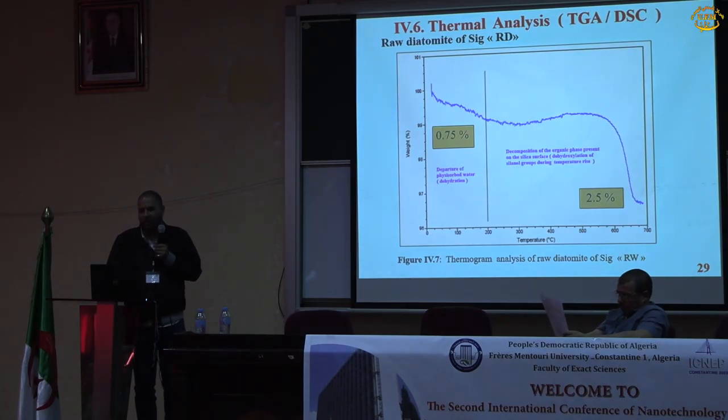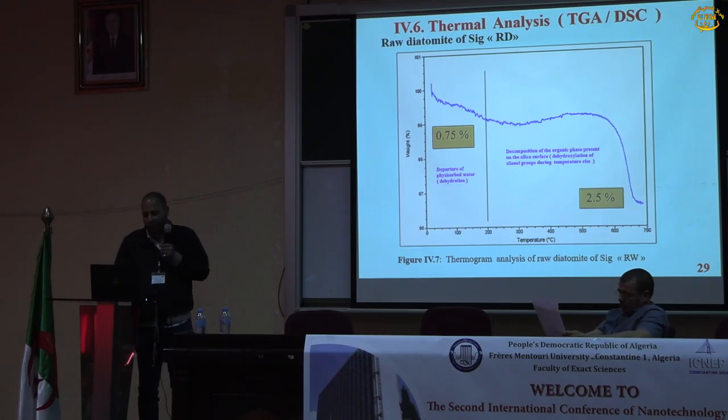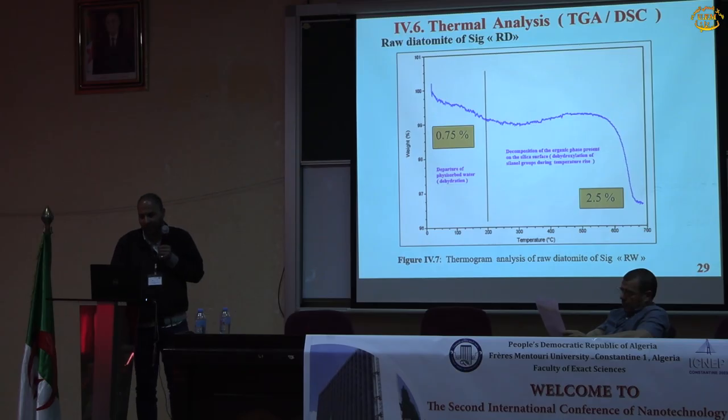Thermal analysis: thermogravimetric analysis and differential scanning calorimetry. For diatomite of SiG, there are two phases in the temperature range between 50 and 700 degrees. The first phase, between 50 and 200 degrees, with a weight loss of 0.75%, is the departure of physisorbed water, and the second phase, between 200 and 700 degrees, with a weight loss of 2.5%, is the departure of silanol groups, dehydroxylation.